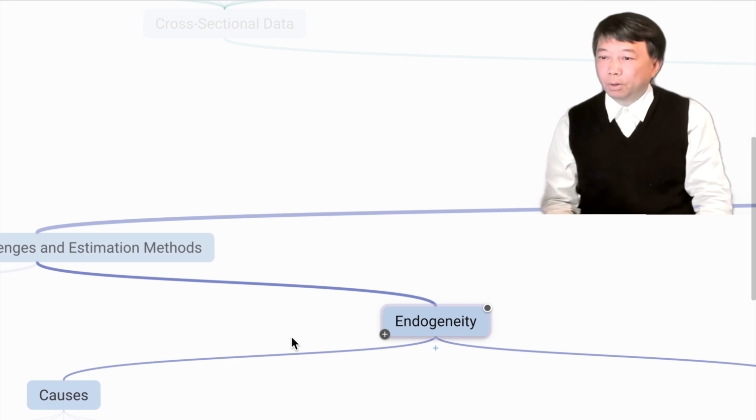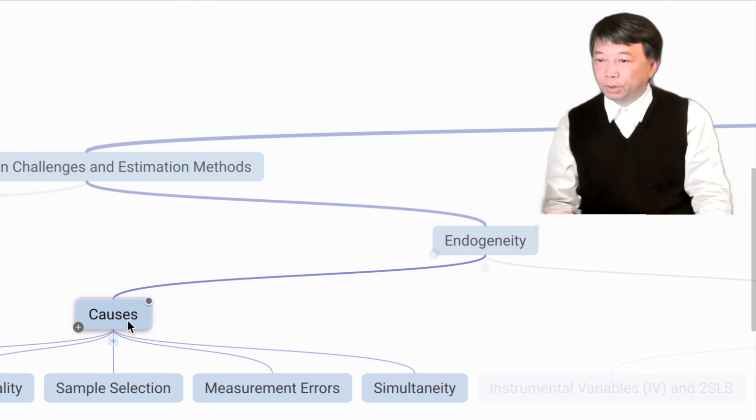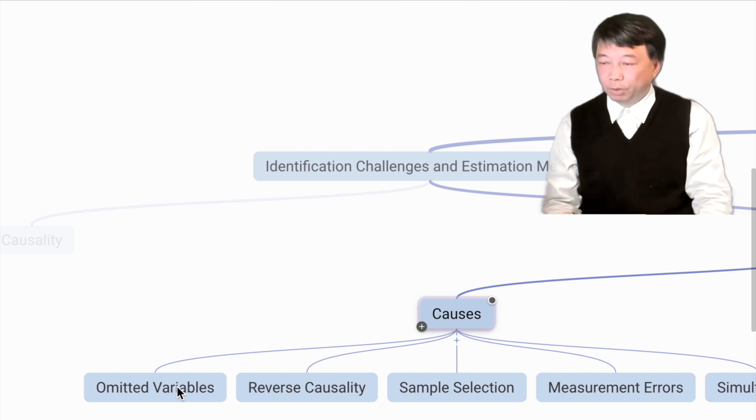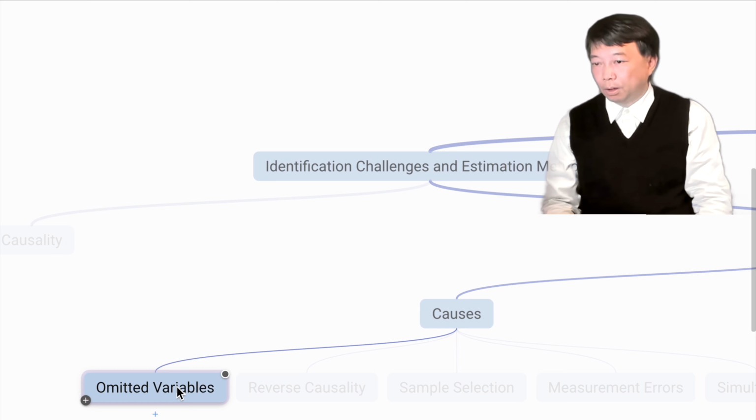Endogeneity occurs when explanatory variables in the model are influenced by factors relevant to the study but not controlled for within the model. We will explore sources of endogeneity, which include omitted variables, relevant factors that affect both the explanatory and outcome variables but are excluded from the model.